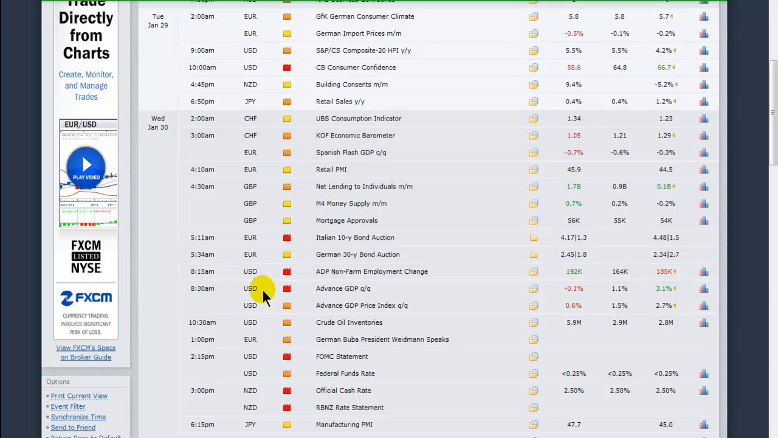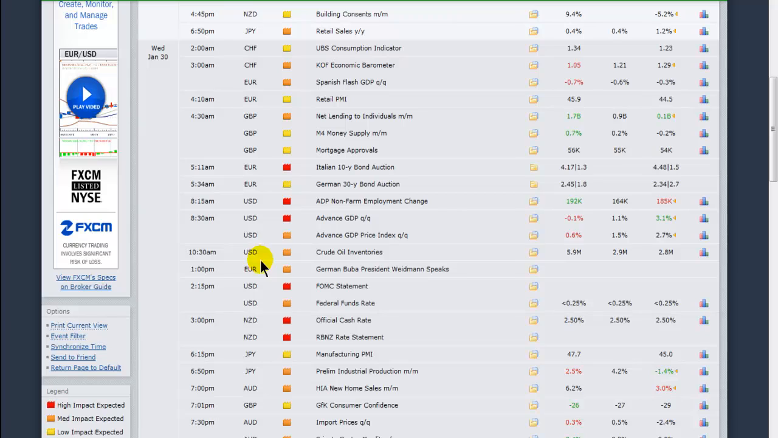On Wednesday, there was some data regarding the United States. Here, this one, the red envelope here. Can you see in your chart? You see, Wednesday, the 30th of January, at 8:30 a.m. Eastern Time, which is 1:30 p.m. London time, advanced GDP, okay? US, this is United States, projection 1.1%, actual figure minus 0.1. It's bearish for the dollar.